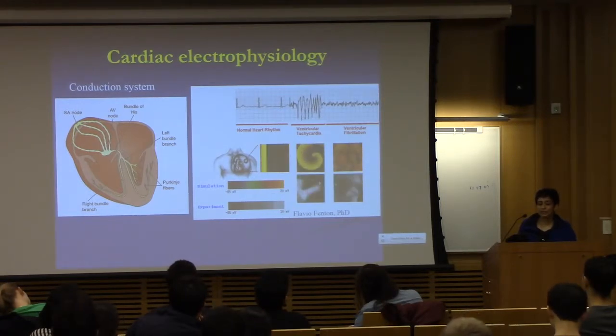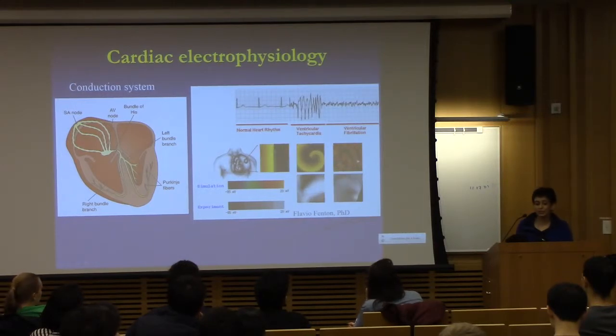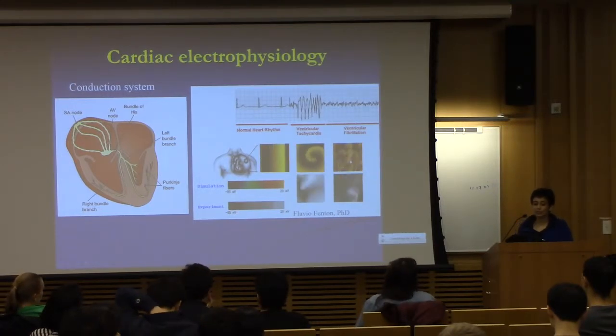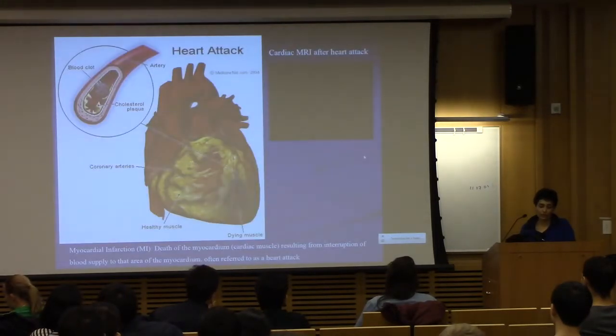And these are simulations by Flavio Fenton's group, where you can see this is a reentry. This would present as ventricular tachycardia, which can result in a cardiac arrest or a syncope, or passing out, in patients. And this is a 2D simulation of ventricular fibrillation. So these are the arrhythmias that often happen in patients after heart attacks, as well as in patients with other cardiomyopathies like hypertrophic cardiomyopathy and arrhythmogenic right ventricular dysplasia.